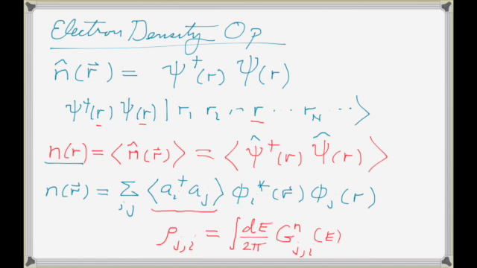And since psi dagger acting on the vacuum creates an electron at R, the electron density operator is simply psi dagger psi at R.